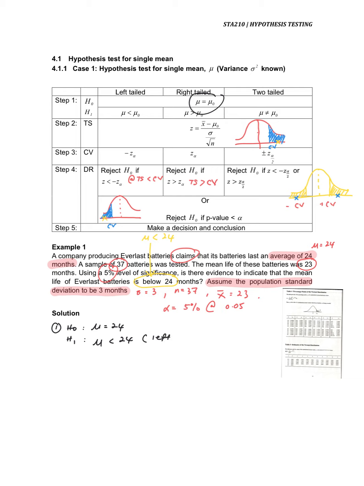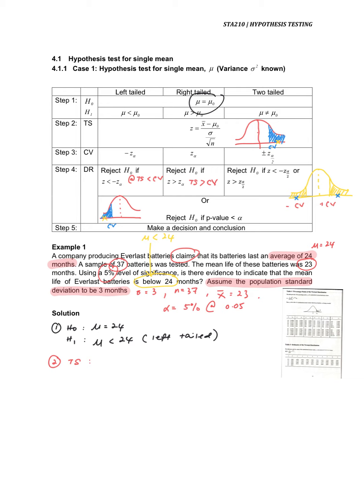Takut nanti kita terlupa. This one is left tail test. Okay, and then our step yang kedua adalah, you need to calculate your test statistic. Okay, so I use notation TS. So our test statistic, if we refer here, Z equals x bar minus mu naught over sigma over square root n.